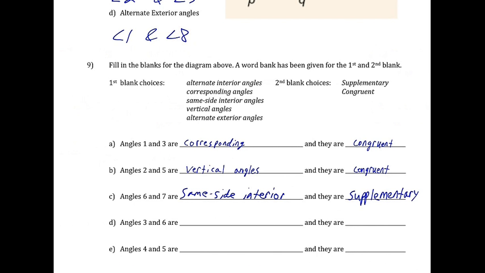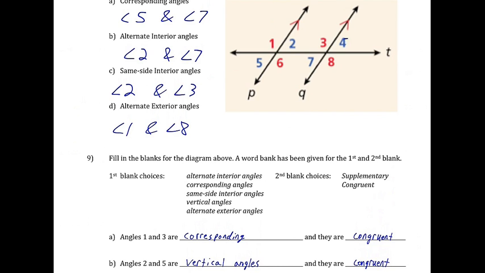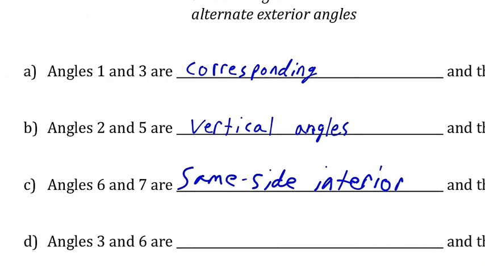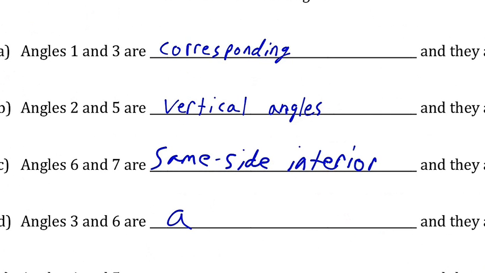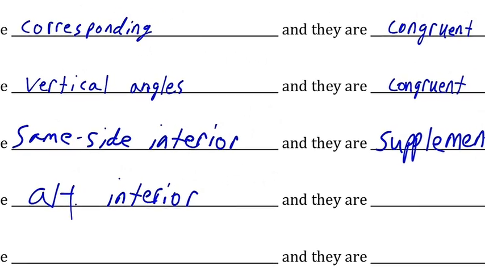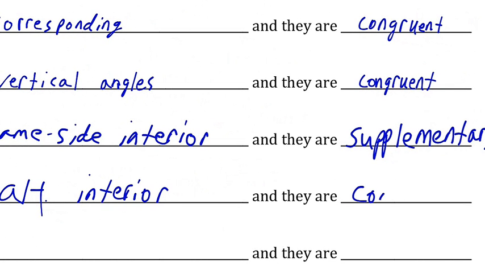Next one is angles 3 and 6. So let's go back up here. Let's look at angle 3 and angle 6. Again, both on the interior, but one is on top of the transversal, one is below, so that's alternating. So alternate interior. Alternate interior angles, and they are also congruent.